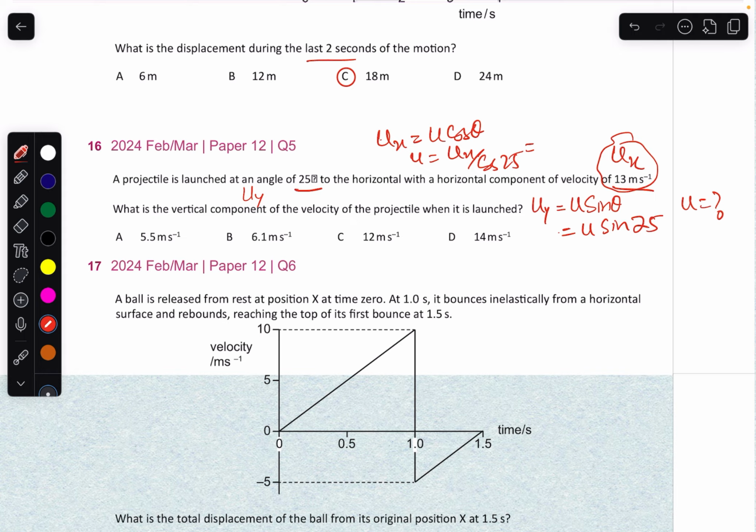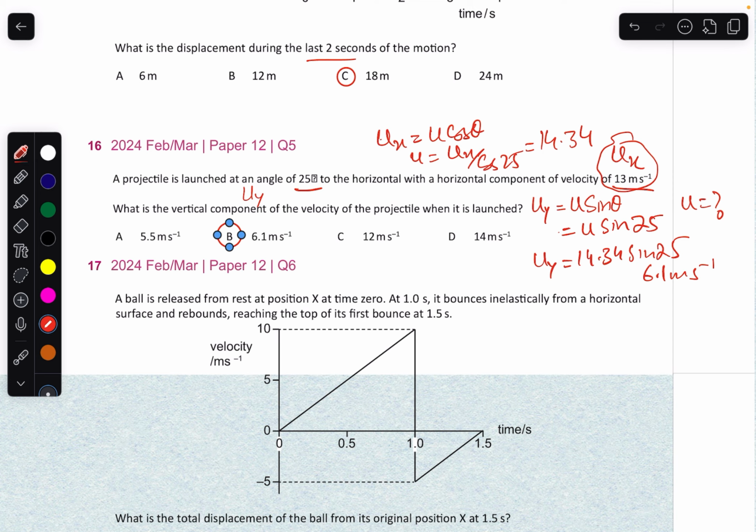When you solve this, that will give you 14.34. Now you can put this value here. So uy will be equal to 14.34 multiplied by sine of 25. That will give you 6.1 meters per second. It's option B.